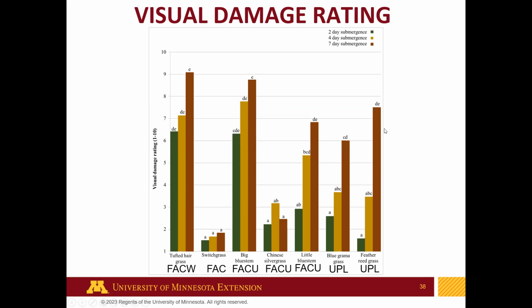So again, looking at this figure, tufted hairgrass and big bluestem did not do well with submergence. Switchgrass, Chinese silvergrass did pretty good. Little bluestem, blue grama grass, and feather reed grass did okay at the lower submergence duration.